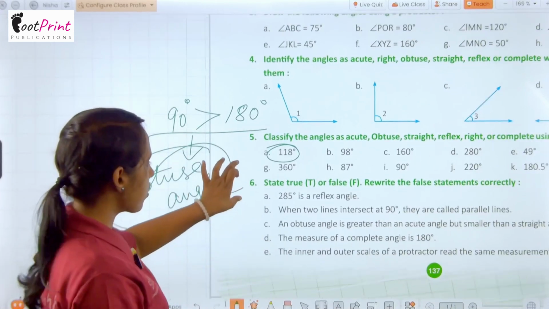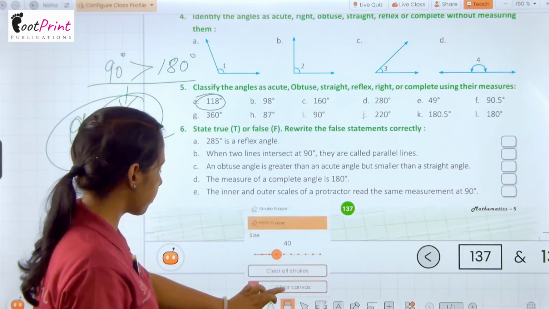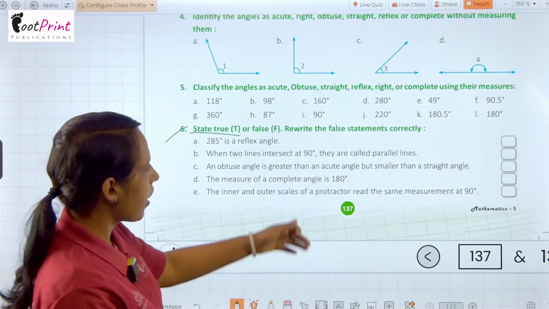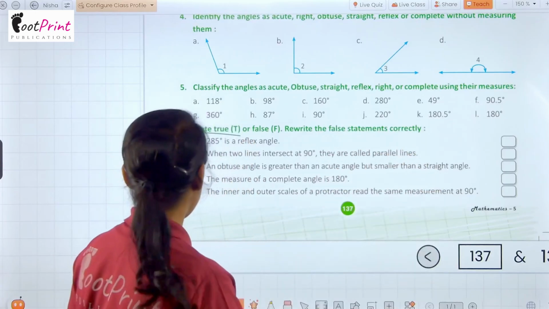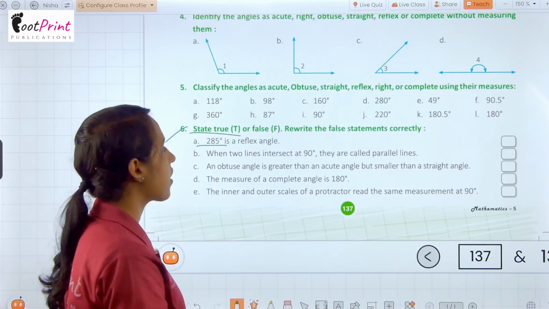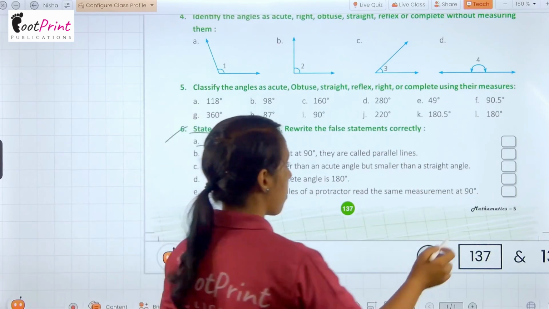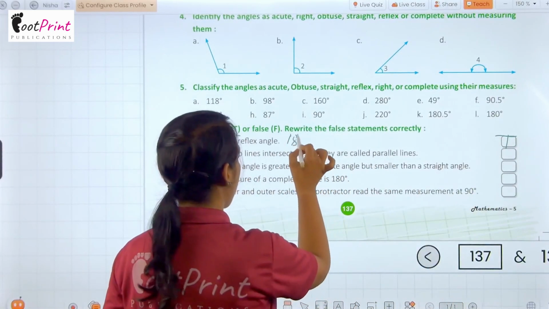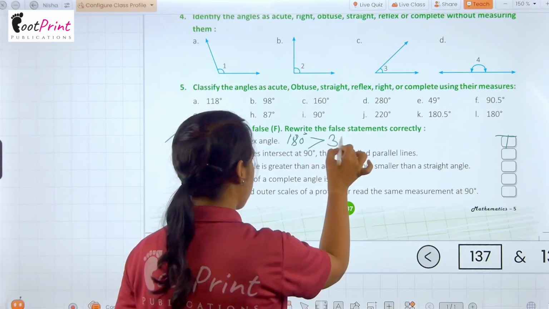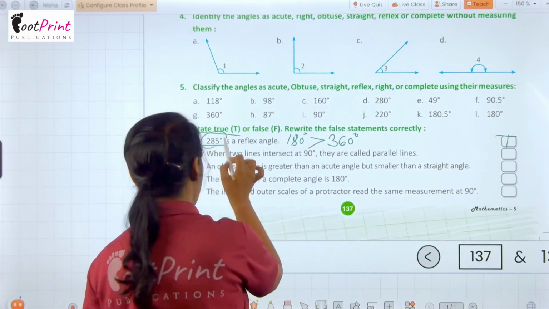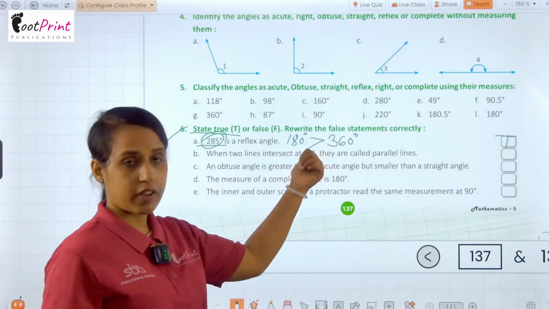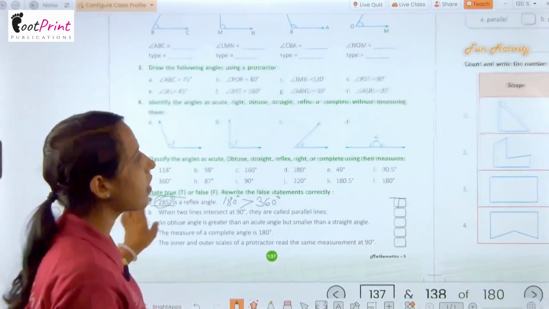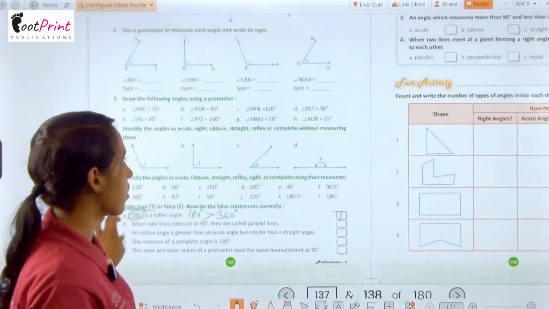Okay, now question number 6 is state true or false. Rewrite the false statement correctly. So 285 degree is a reflex angle. Yes, it is true, because we know that reflex angle is more than 180 degree and less than 360 degree. So here 285 lies between them. Okay, so just like that you have to read the statements and then give the answer of these questions.